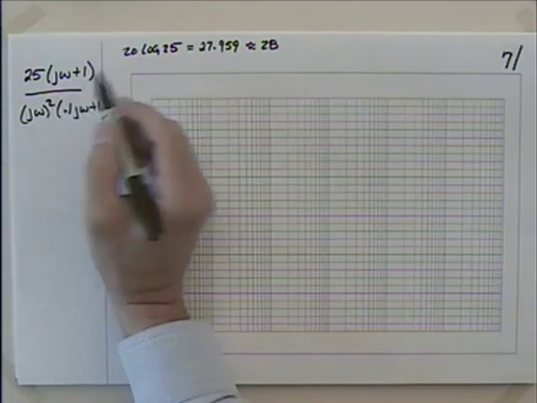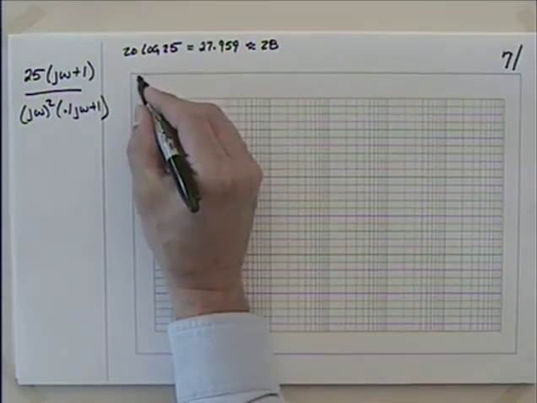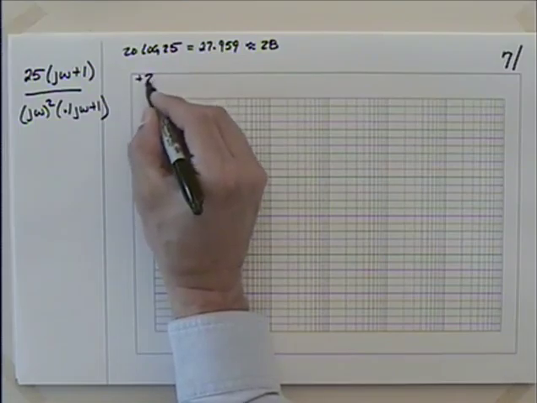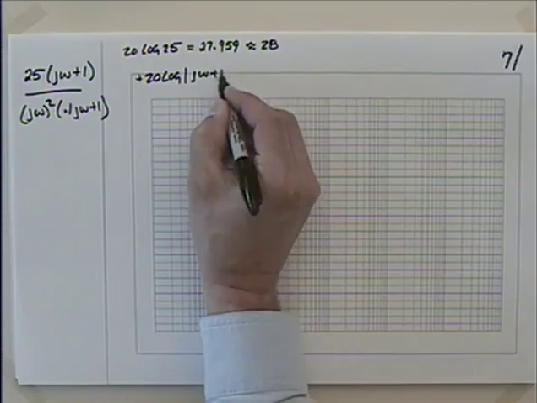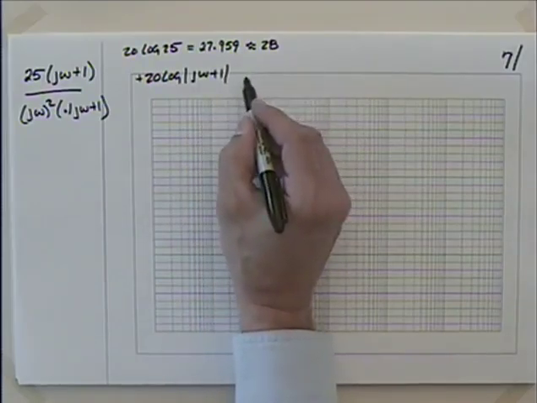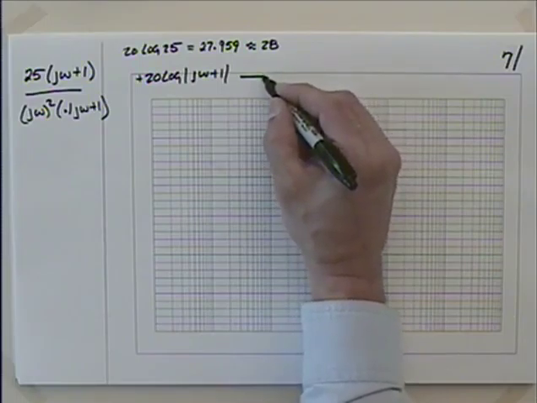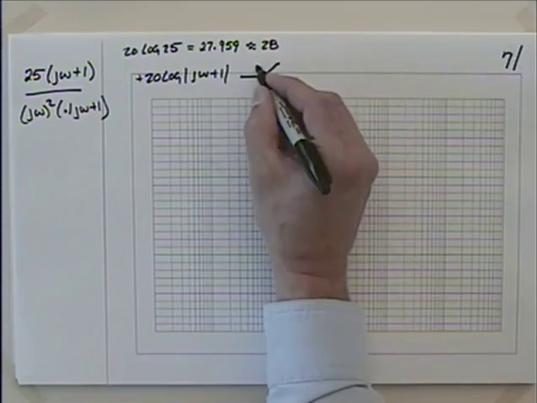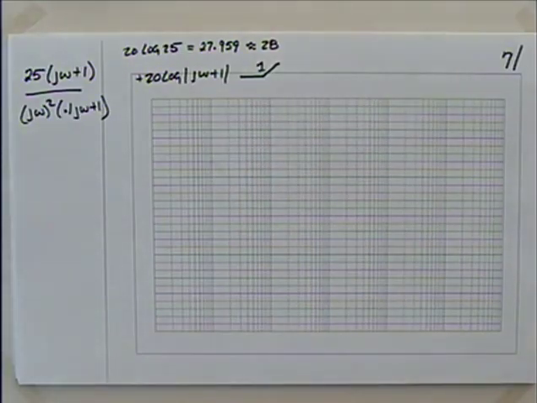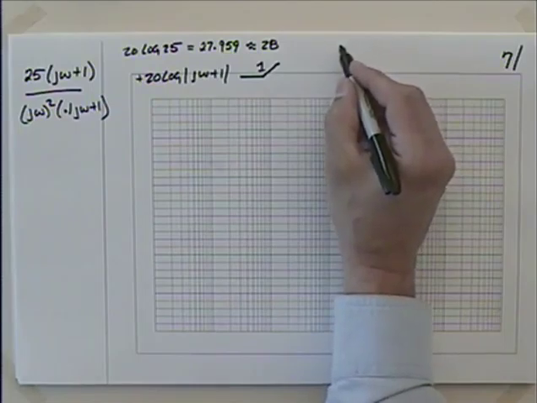This one's not going to be much trouble because we're going to have plus 20 log of j omega plus 1. What's that going to do? That's our typical business with the corner, right? It's positive, so the corner is going to go up. Where's the corner going to be? Yeah, 1. Great. Okay. Let's tackle this other one in the denominator.